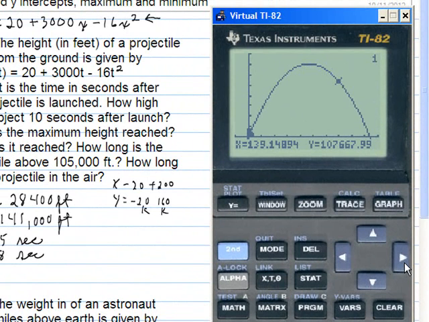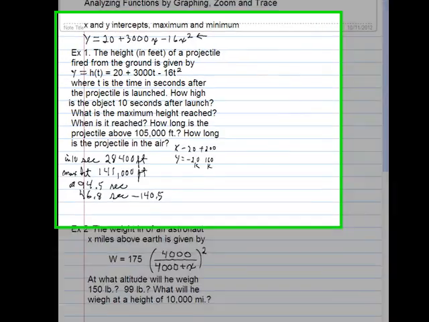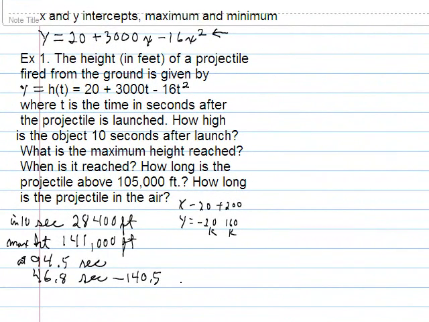Now we're at 110, 107, and down to 104. And that is between 141.5 and 139. So again, it's about 2.5 seconds. So I'm going to add about 1.25 seconds to the 139. I'll call it 140.5. So from about 46.8 to 140.5, we were above 100,000 feet.